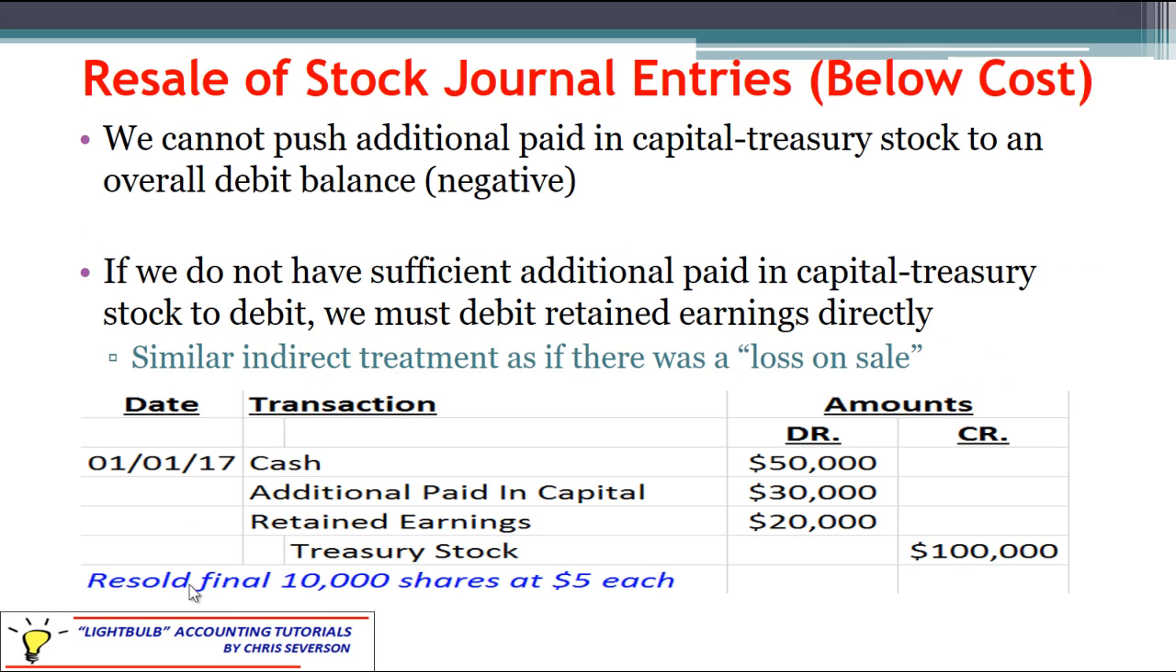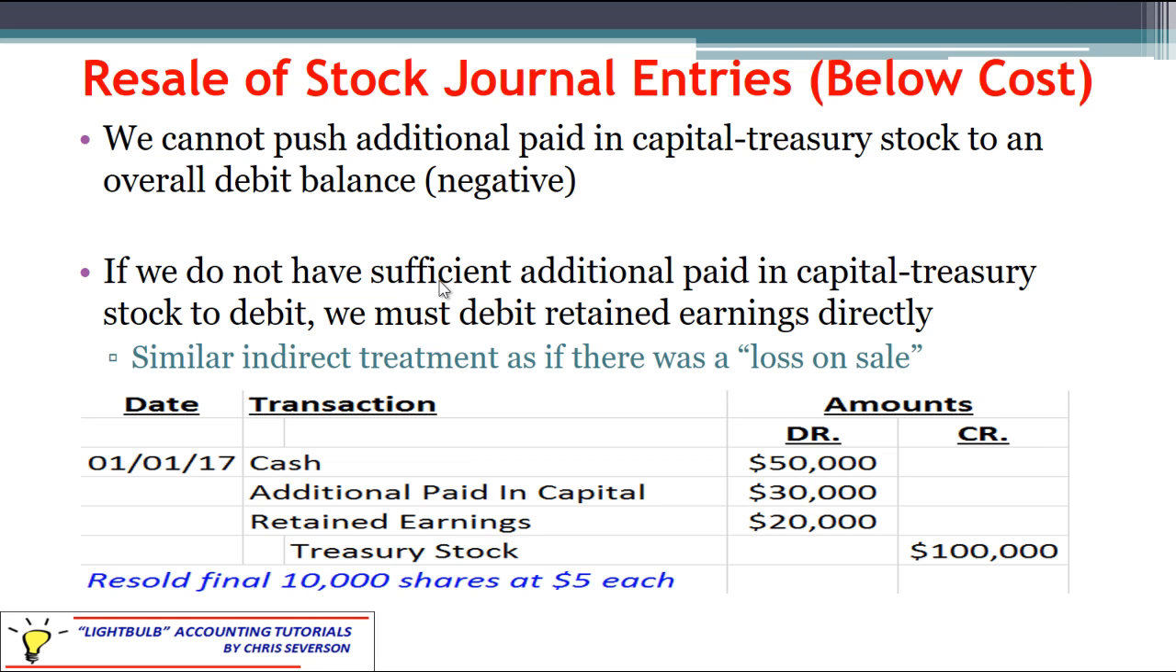So now we're going to take a look at our final 10,000 shares. We're going to sell them at $5 each, which is below cost. So keep in mind, we have that additional paid-in capital that we set up with a credit balance. We've already debited it once, but we cannot push it to an overall debit balance. That creates a negative capital account. We cannot do that. So we're going to see how we handle it if we sell additional shares below cost.